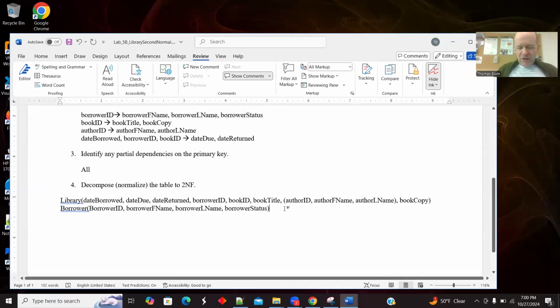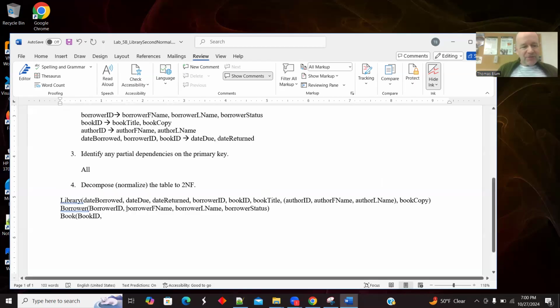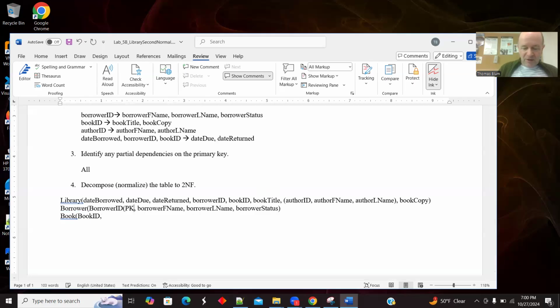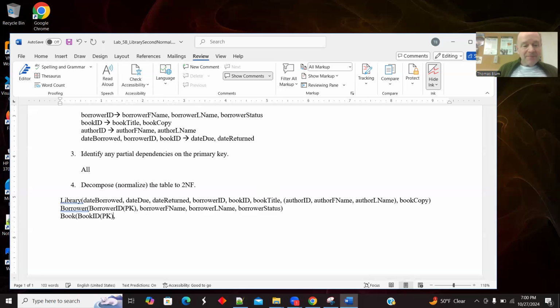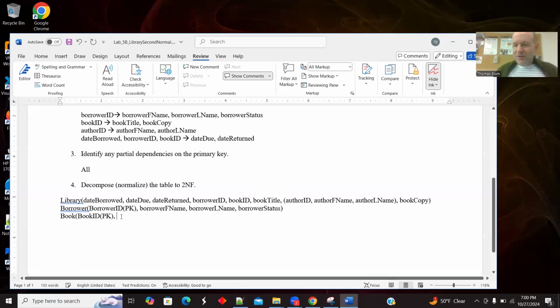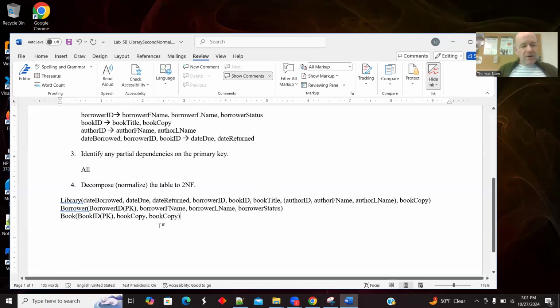Now let's pull out book, which is book ID. And then I can mark this if I want as the primary key, underline it, or make it bold, or put PK after it. I think I do a different notation each time, but book ID determined book copy. And we said with our choice, also the book copy. Okay, the book title and the book copy.